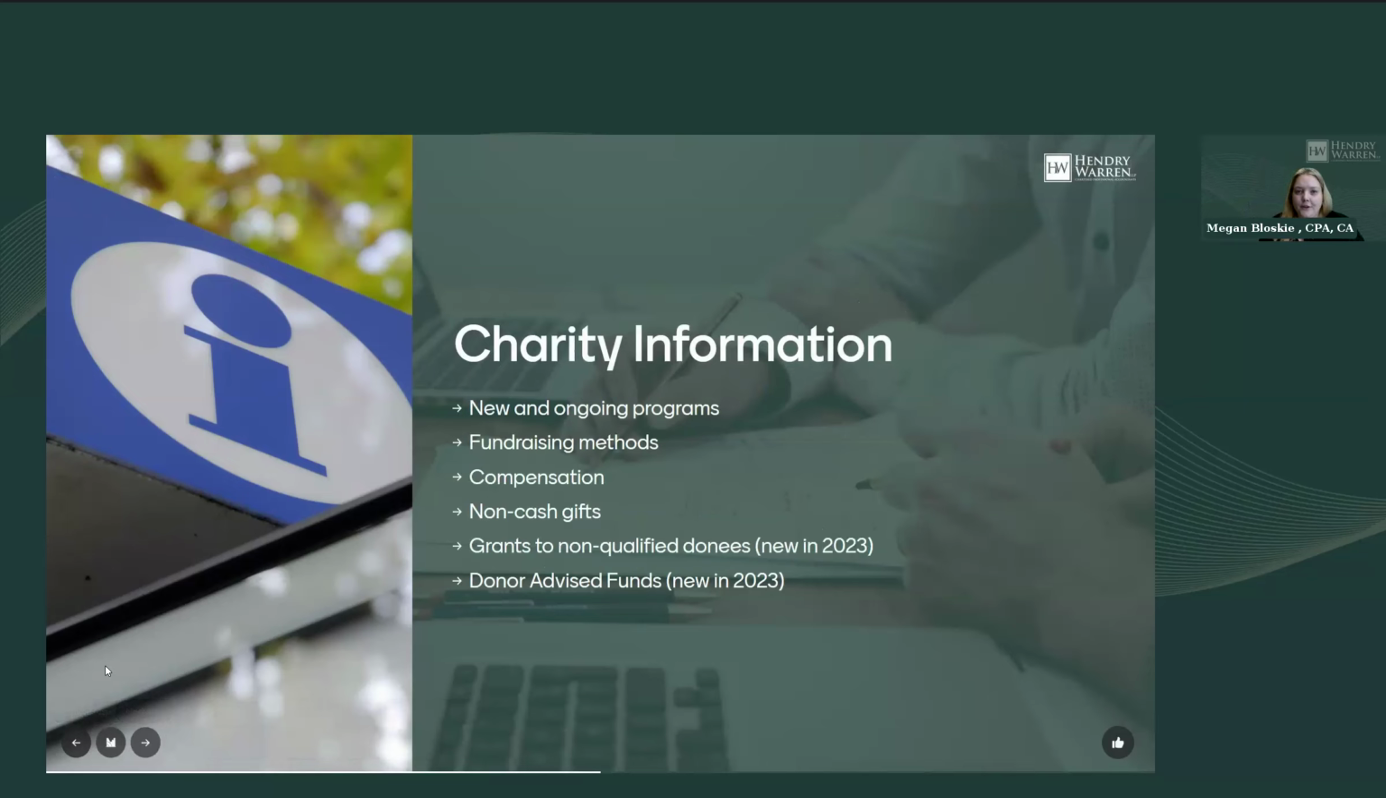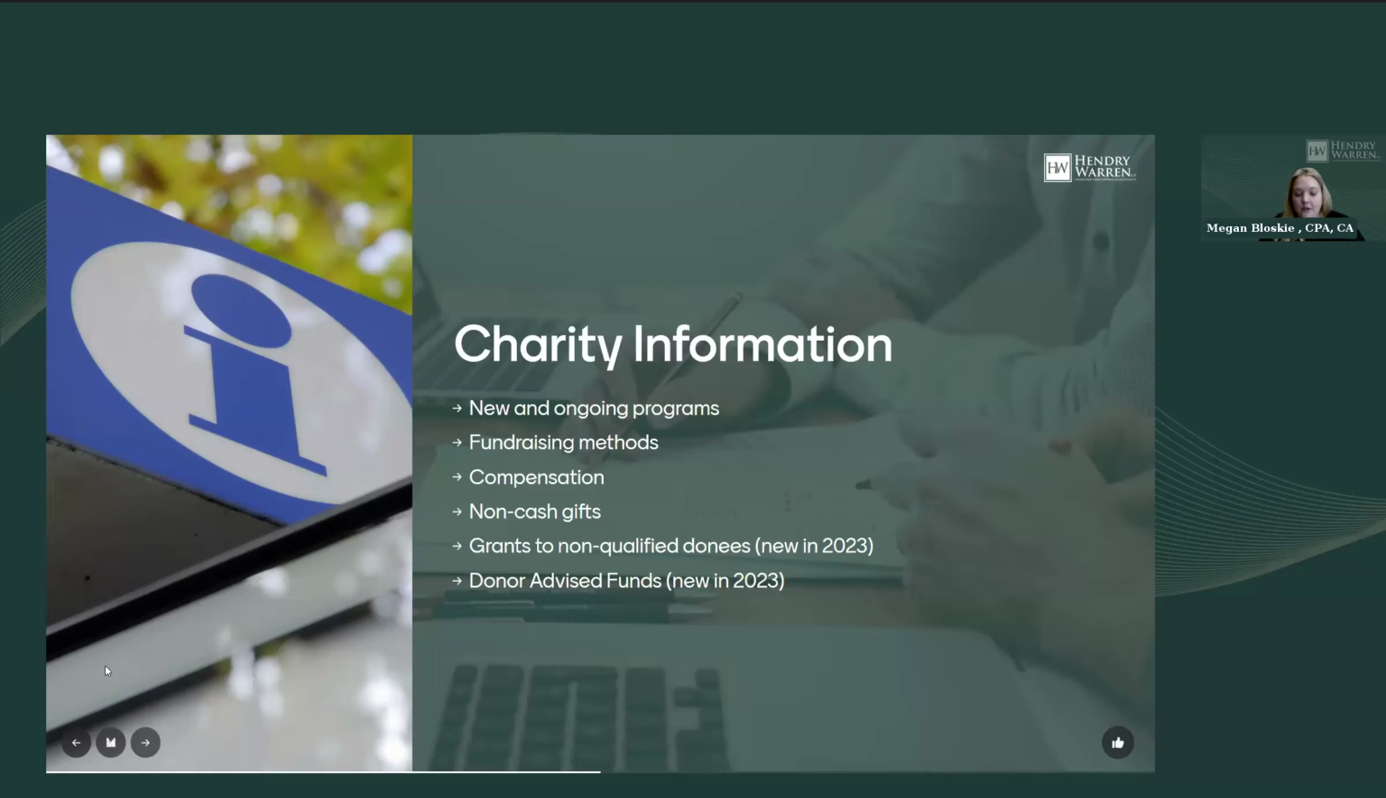Next, we're going to talk about some of the charity information that has to be included in the T3010. There are three main sections that need to be considered. The first of those sections, which we're going to discuss here, is the charity information. This is where the organization provides information about their various charitable activities throughout the year. We will cover some of the main topics in this section now.